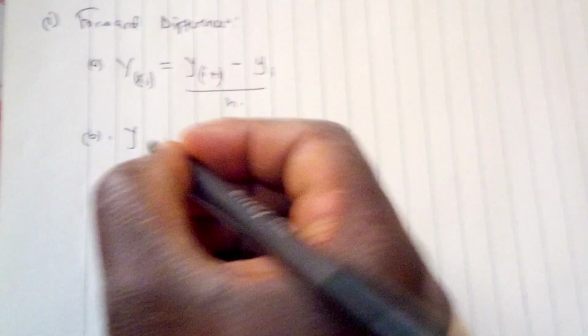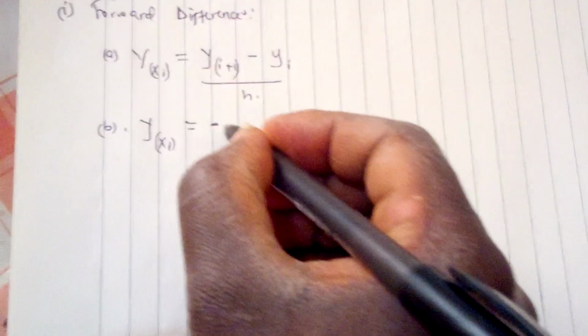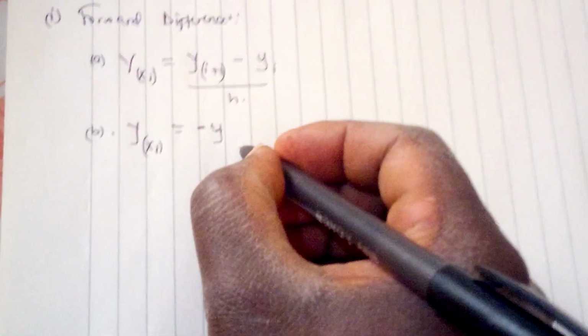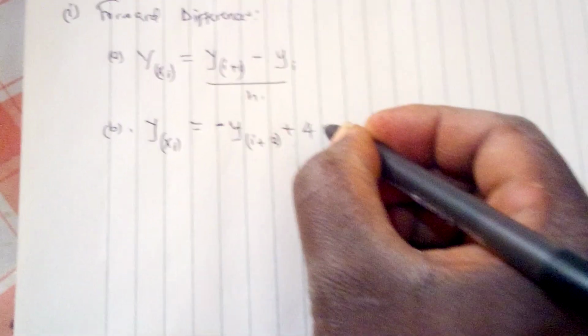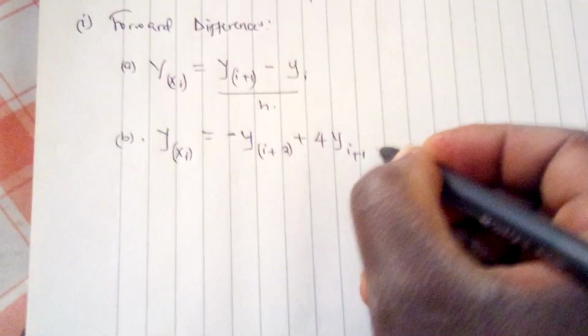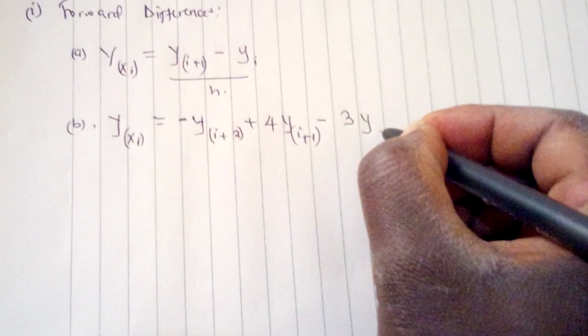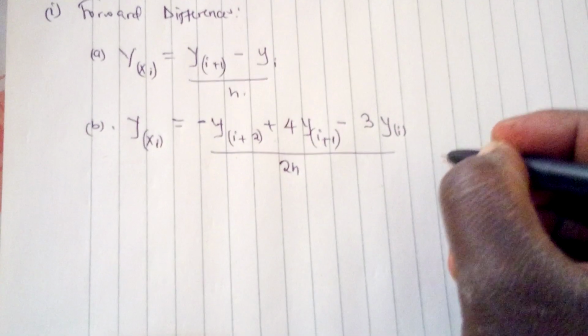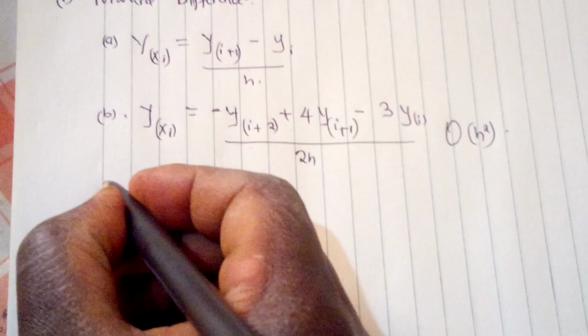Then you have B, you can use this formula. We have y prime xi is equals to negative y i plus 2 plus 4 y i plus 1 minus 3 y i divided by 2h, then you multiply by O(h squared). That is B.